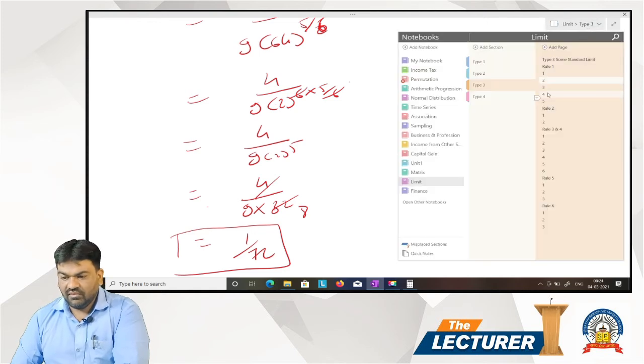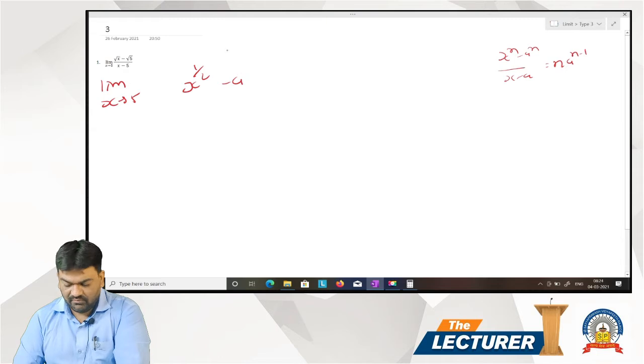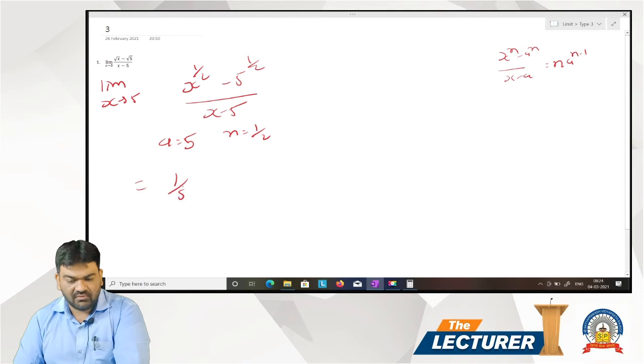Next, example number 3. Limit x tends to 5, x raised to 1 by 2 minus a, that means 5 raised to 1 by 2, upon x minus 5. So a is equal to 5 and n is equal to 1 by 2. 1 by 2 comes in front as multiplication, and a means 5 raised to 1 by 2 minus 1.